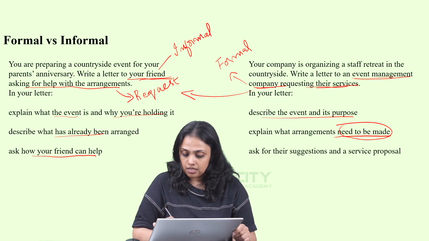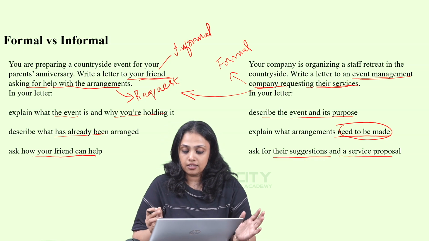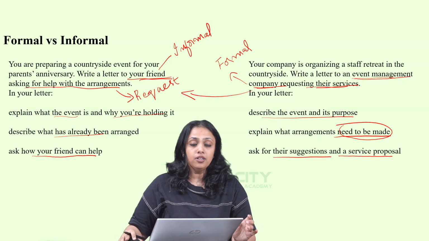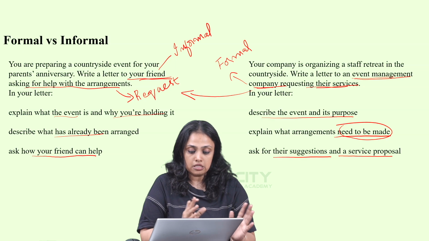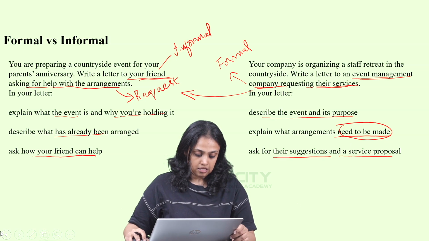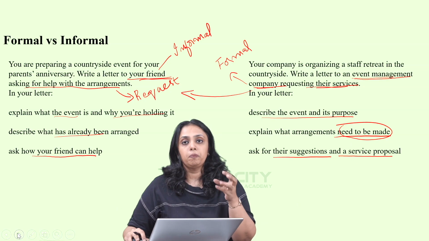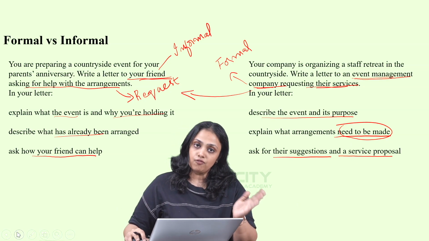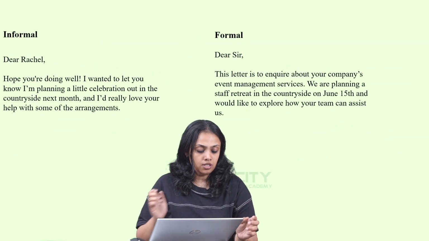And in this formal type, what is the third bullet point? Ask for their suggestion and service proposal. You're asking for suggestions regarding the organizing from the event management company. I hope the two questions are clear. It's more or less the same, with slight differences in the bullet points. Now let's see how we are going to build the letter part by part, or paragraph by paragraph, for both the formal type and the informal type. Let's look at the informal version.